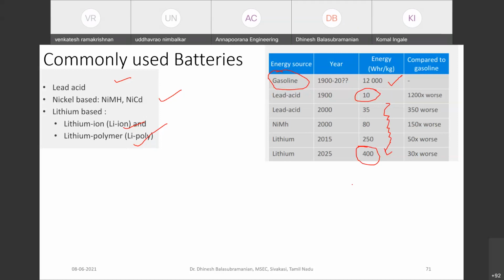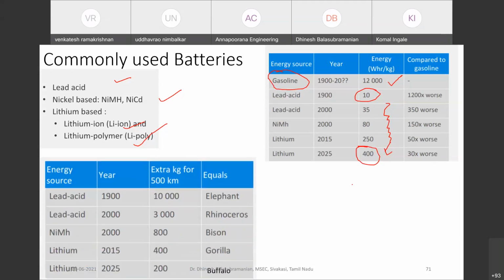But if you are able to find a better energy source based battery, then it would drastically suppress the internal combustion engine. And talking about the weight composition of the battery, with the lead acid battery in the 1900s, you are just carrying an elephant along with you in your car. Think about it, you are carrying an elephant along with it.